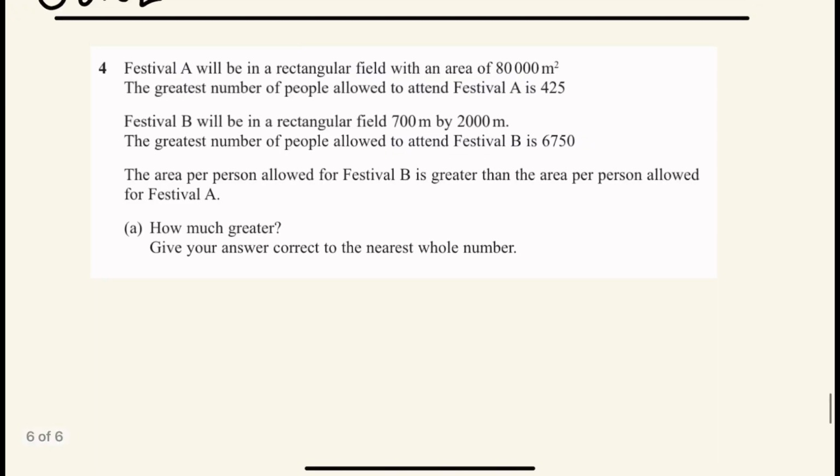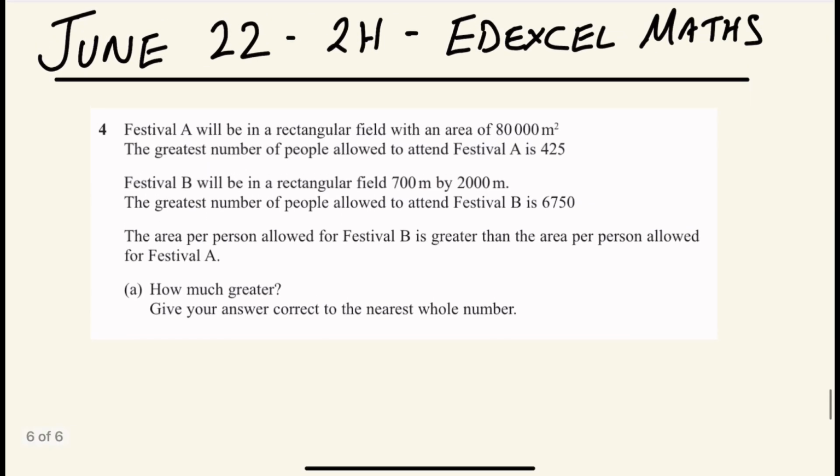Alright guys, this is question 4 from the 2022 June higher paper 2 for Edexcel Maths. It's a calculator paper, so let's have a look at it. Festival A is in a rectangular field, area of 80,000 meters squared. The greatest number of people allowed to attend Festival A is 425.